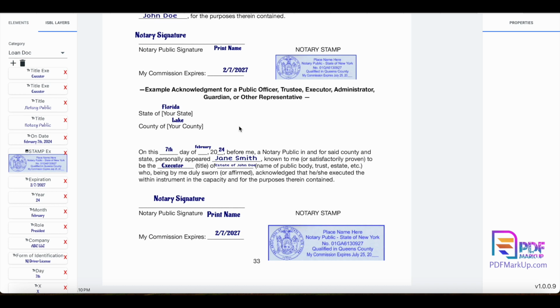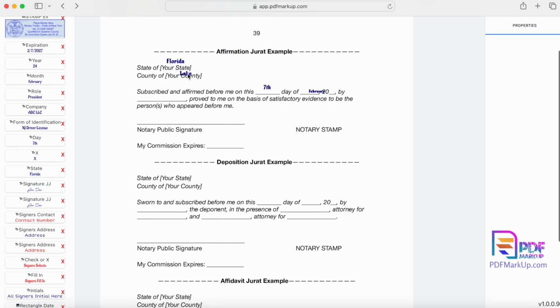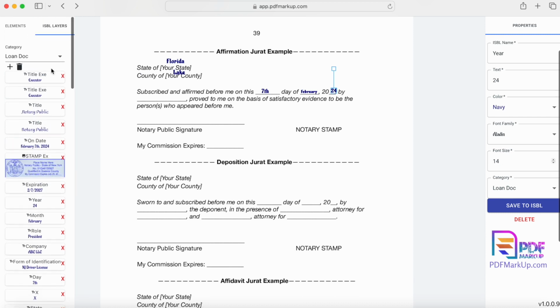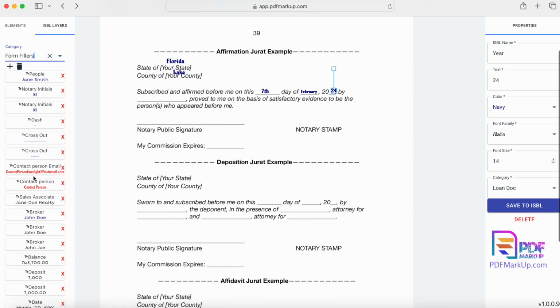Okay? All right. So on to the affirmation jurat example. So we've got a state, a county, the date, the month. We can go ahead and put the year. So you're saying that subscribed and affirmed before me on the 7th day of February 2024 by the person who produced the ID, and the person that you are notarizing is affirming to such. So we're going to say John Doe, proven to me on the basis of satisfactory evidence to be the person who appeared before me.